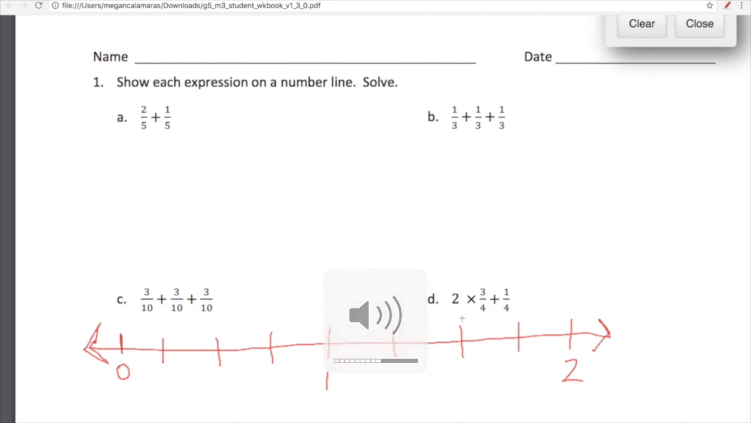Just to keep you on your toes, in order to divide the space in between each whole number into 4 equal intervals, you're actually drawing 3 lines. So you have to really be mindful here. Okay, so this is 2 times 3/4 plus 1/4. Another way we could say this is 2 copies of 3/4 plus 1/4.